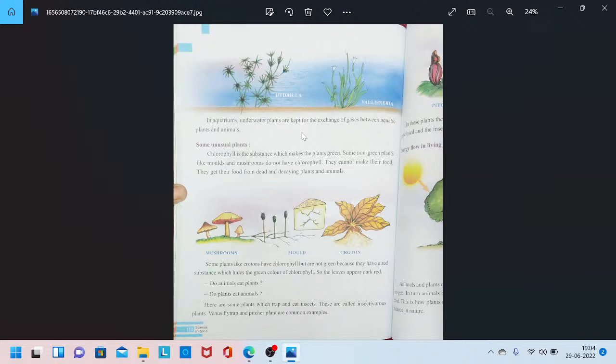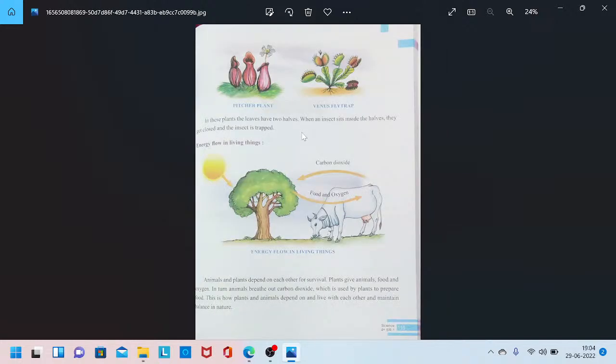Some plants trap the insects and swallow them. Such plants are called insectivorous plants. Venus flytrap and pitcher plant are common examples. In these plants, the leaves have two halves. When an insect sits inside the half, they get closed and the insect is trapped. Okay, you can see the picture here, children. I'll also share it in the WhatsApp groups. It will be open like this. When the insect comes and sits in this position, it will close and trap the insect.